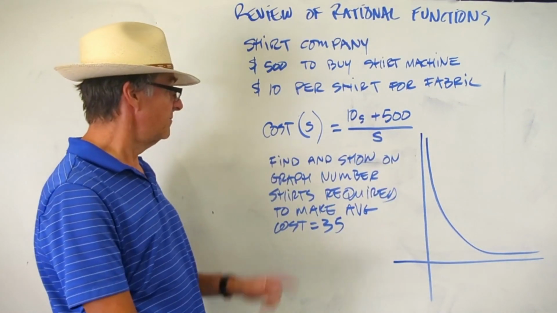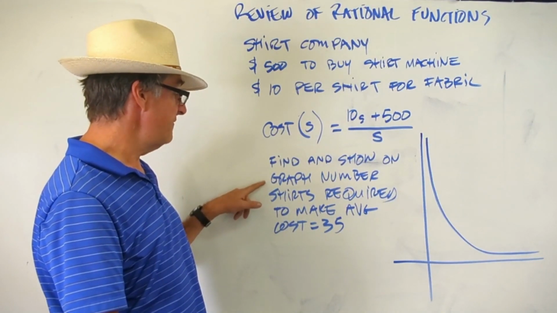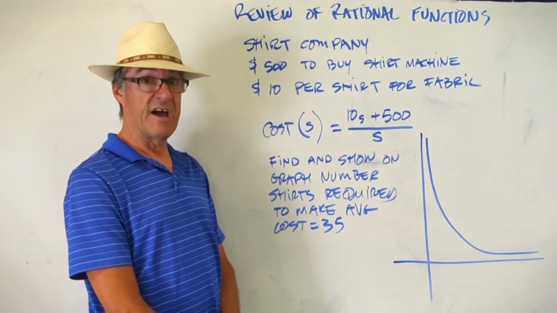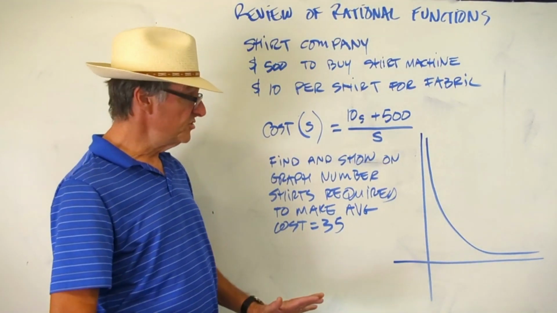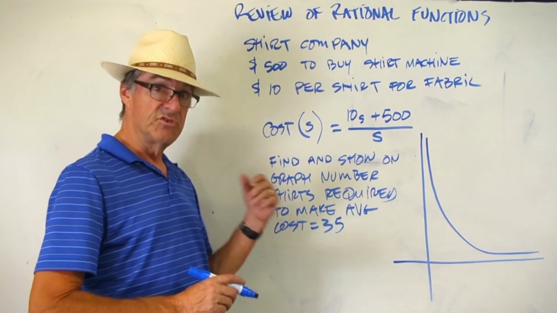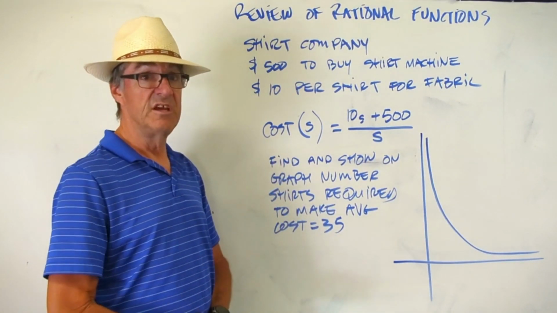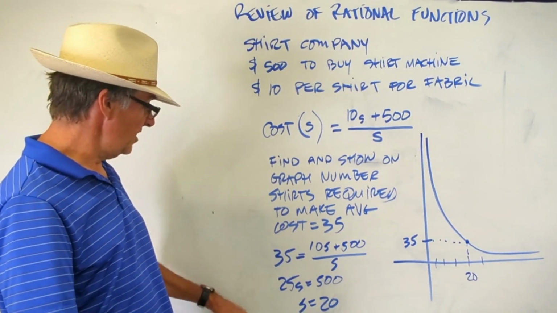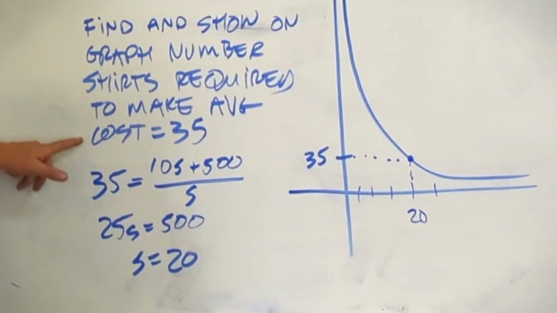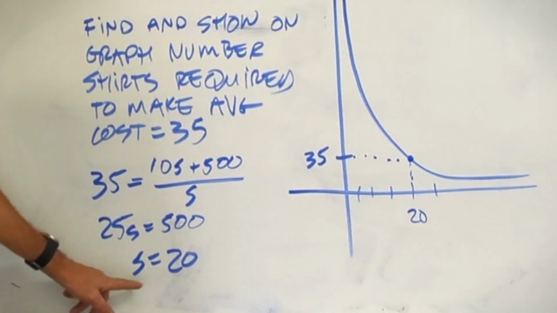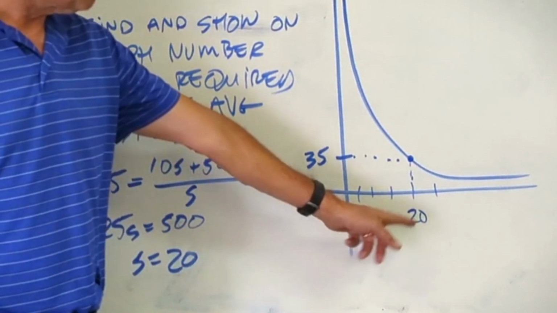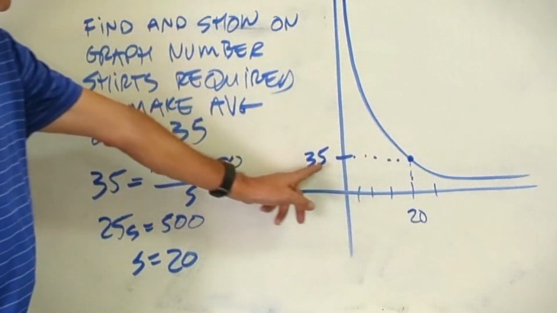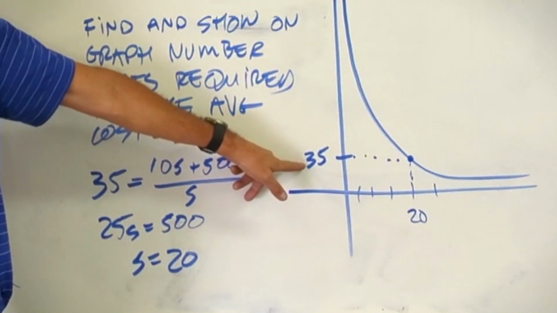Okay, here's your first problem. Find and show on the graph the number of shirts required to make the average cost equal $35. So you want to do that. So think about that for a minute. You can do this algebraically. You can also do this graphically. You can do this all on your graphing calculator as well. All right, so I did my algebra. I just set my average cost at 35, worked my equation, and I solved for S. And I can show that on the graph. If they make 20 shirts, they're going to end up with an average cost per shirt of $35.